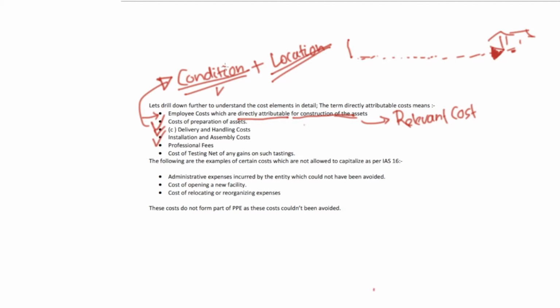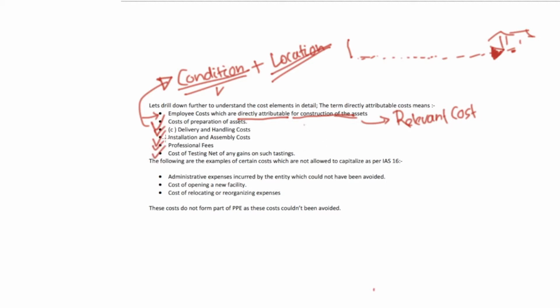The fifth point is the professional fee. You have hired professionals to install the asset in a particular way. So all those professional fees, including the legal fees incurred by you for getting the legal title of a particular asset, if it requires a legal registration, will be covered under your professional fee.